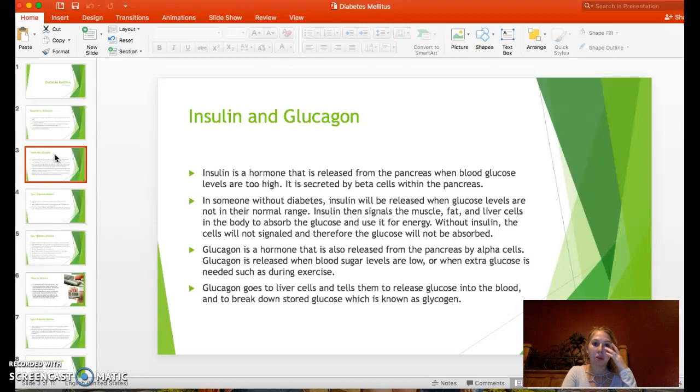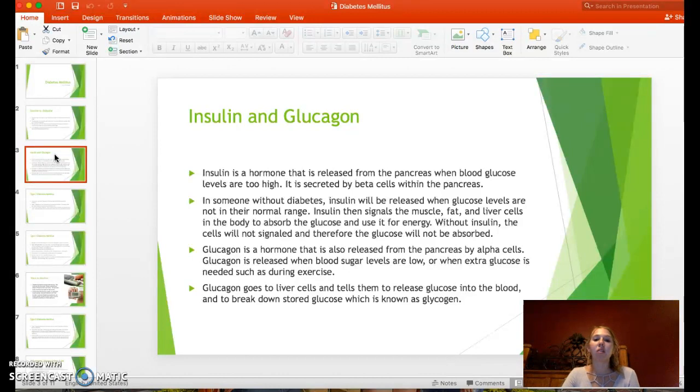So insulin and glucagon. Insulin is a hormone that is released from the pancreas when blood sugar or blood glucose levels are too high. Glucose and sugar are kind of referred to as the same thing in the body. It is secreted by beta cells within the pancreas. An example I put was, in someone without diabetes, insulin will be released when glucose levels are not in their normal range. Like after you eat a meal, insulin is going to be released because your glucose levels are peaked and increased.